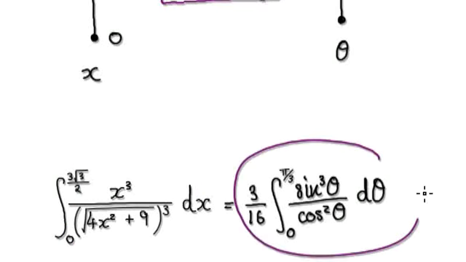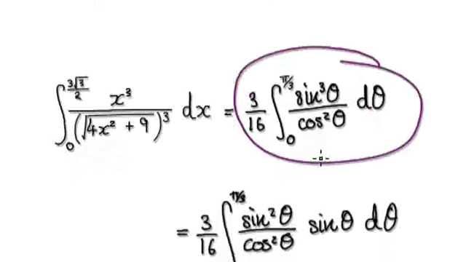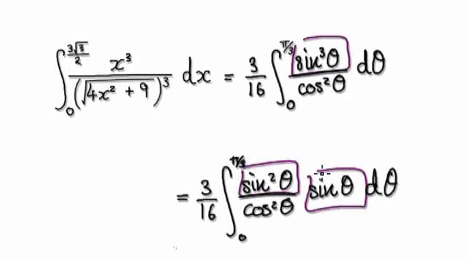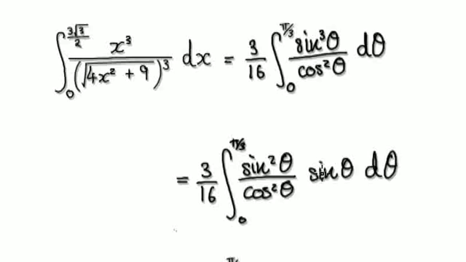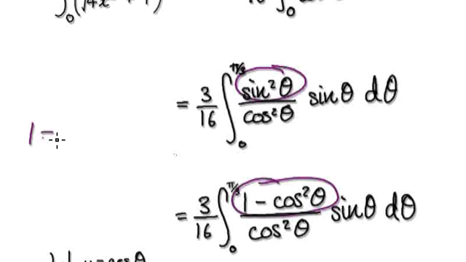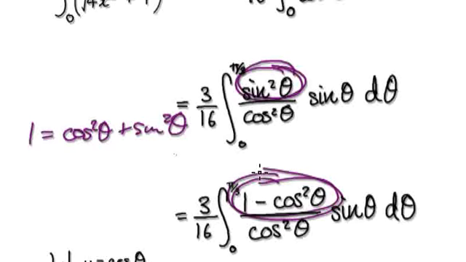Okay, so now it's just a matter of evaluating this. So rewrite sine to the power of 3 as sine squared times sine theta. Okay, and then now let me think. Oh yeah, and then sine squared theta you can rewrite as this, because 1 equals cos squared theta plus sine squared theta. So you can rewrite this as this.